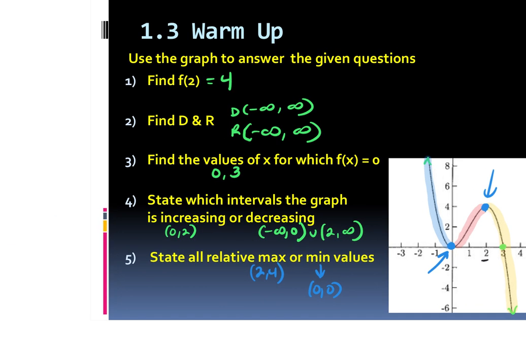If this was me, I may do 5 before I do 4 because the min and the max are where your interval notation is going to start and stop for your increasing and decreasing. So how you choose to do that order is up to you. But if I know that it changes, if it's a minimum, it's changing from decreasing to increasing, right? And if it's a maximum, it's changing from increasing to decreasing.